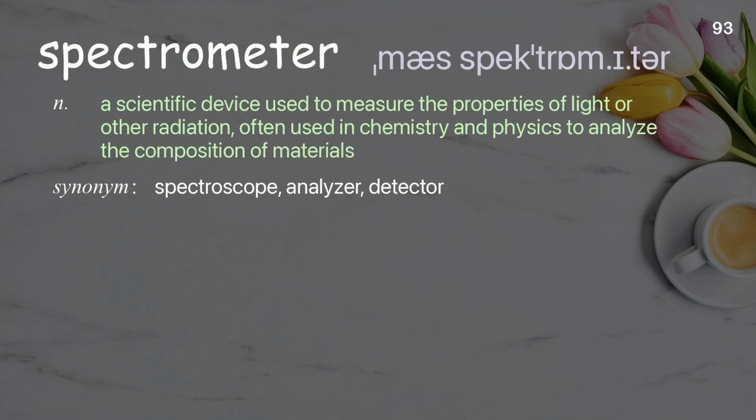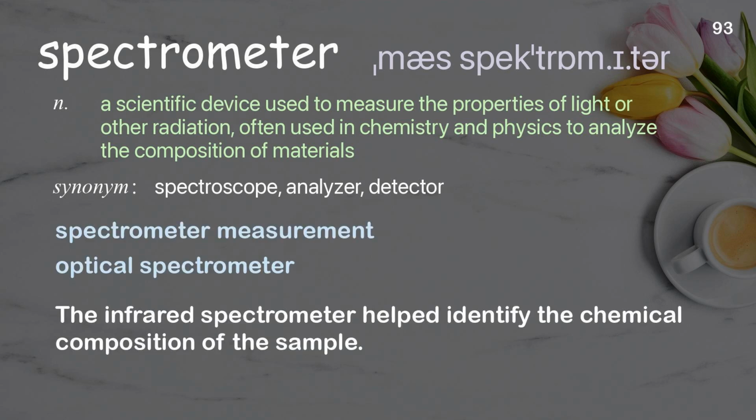Spectrometer. A scientific device used to measure the properties of light or other radiation, often used in chemistry and physics to analyze the composition of materials. Examples: spectrometer measurement, optical spectrometer. The infrared spectrometer helped identify the chemical composition of the sample.